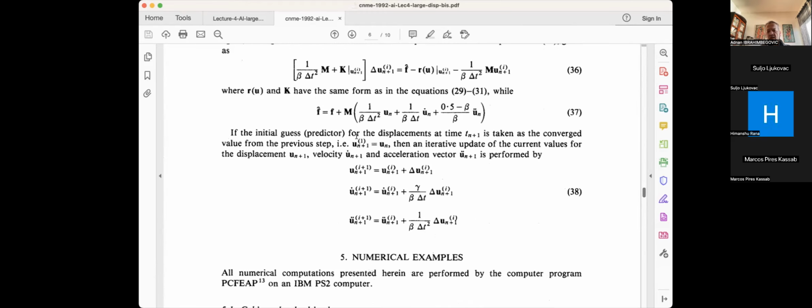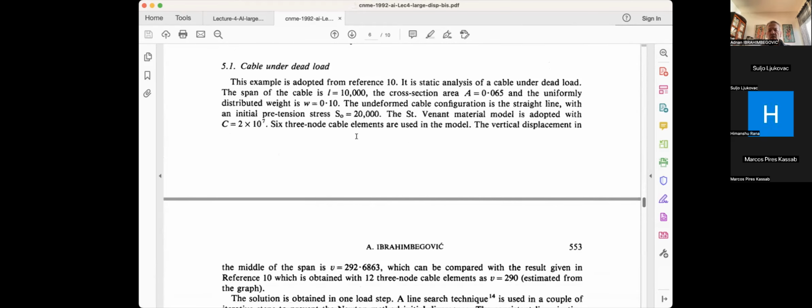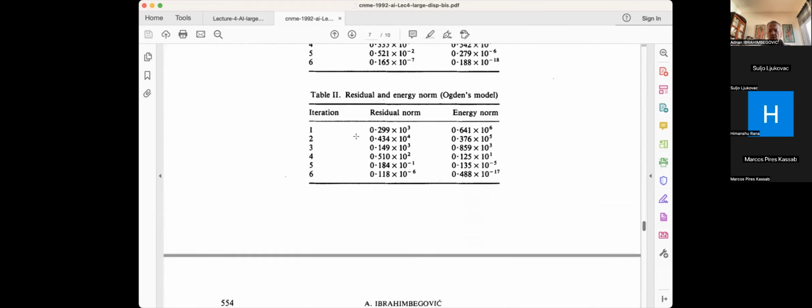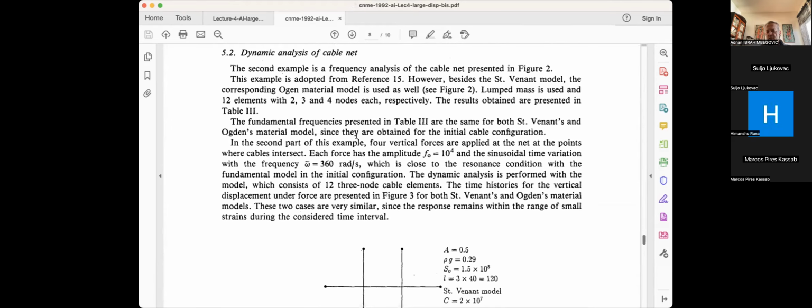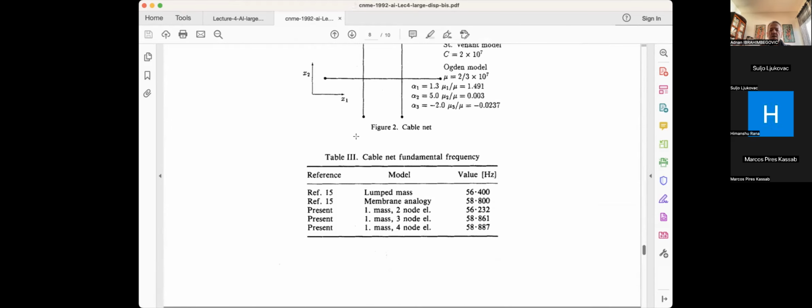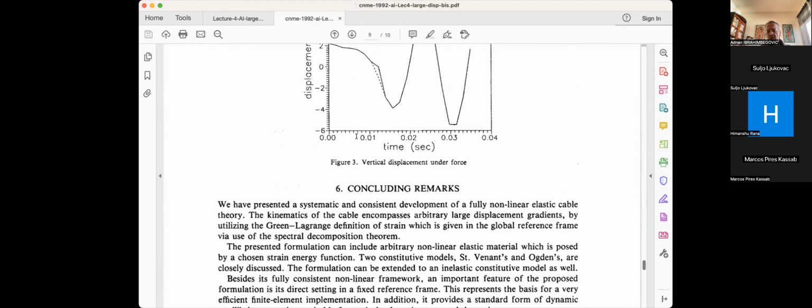So basically, then I was computing this, solving the cable and the dead load. And then I was computing this by taking the analysis of cable nets. We can have a vibration of pre-stressed cable, whatever it is. And then you get some kind of response and so on and so forth.